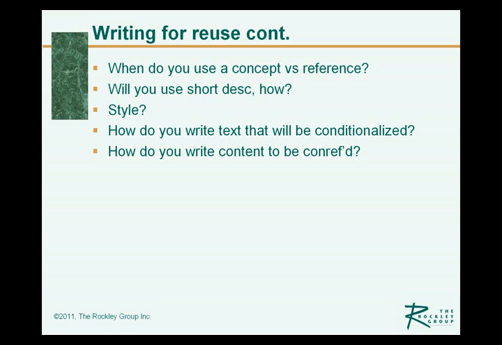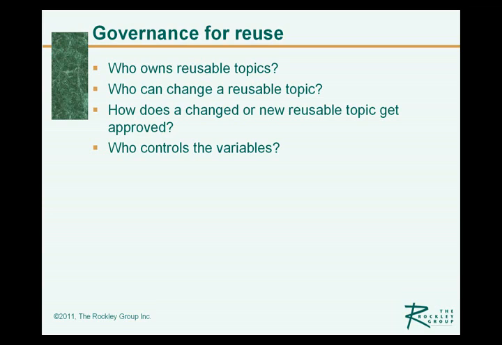What's their style for writing? How do you write text that will be conditionalized so that if you turn off or you're hiding some of that content when it's going into publication, how does it read, or does it get really choppy because it's missing part of the text which is no longer visible? How do you write content that's going to be conref'd? I know a lot of people will say, well, we don't know it's going to be conref'd. Well, then you don't have a content reuse strategy. You need to know it's going to be conref'd, and there's certain things maybe you shouldn't.